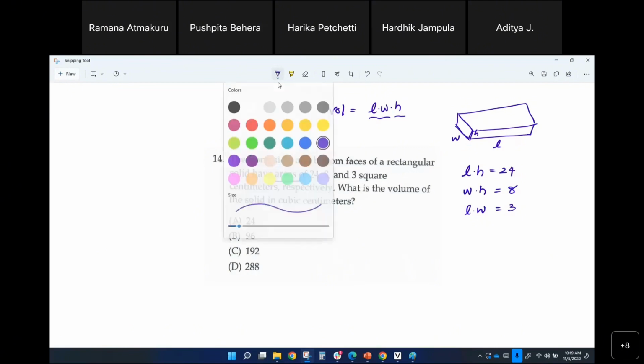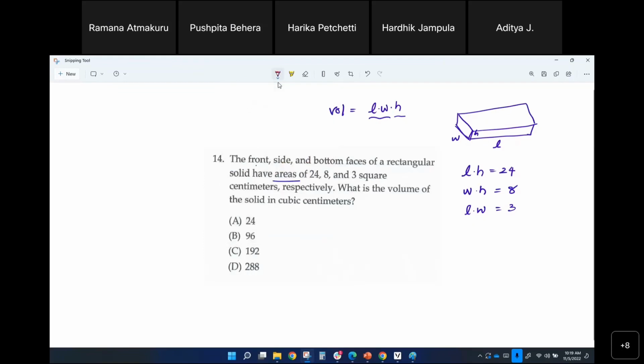So here is a trick. Multiply all the left-hand sides together. Multiply all the right-hand sides together. L times H times W times H times L times W. So that means I see two L's, so I can write L times L as L squared. And I see two W's, and I can write that as W squared. And then I see two H's, so H squared. Got it?